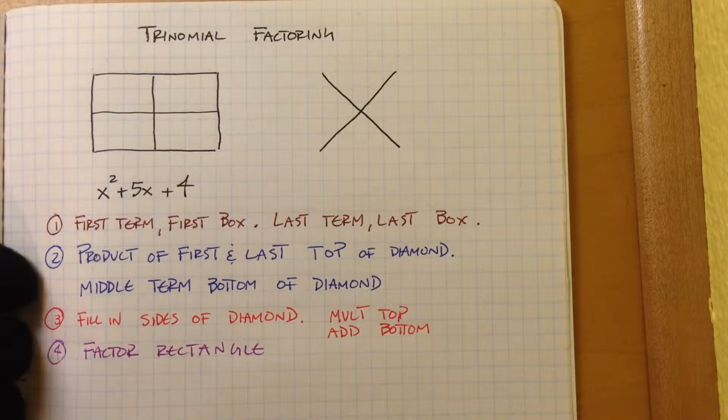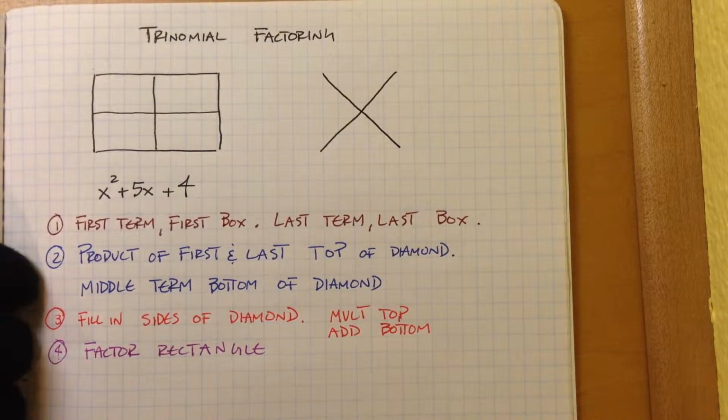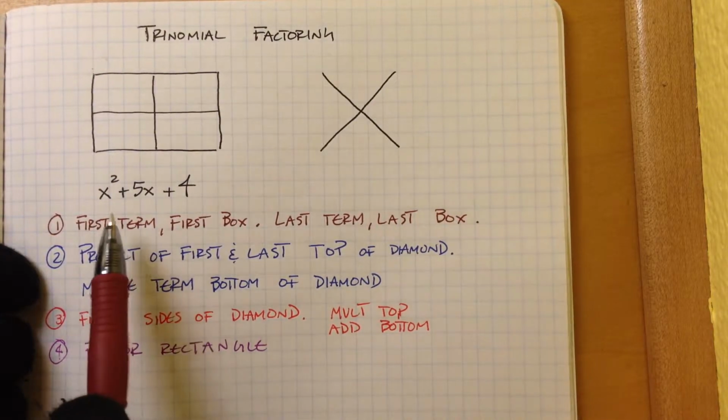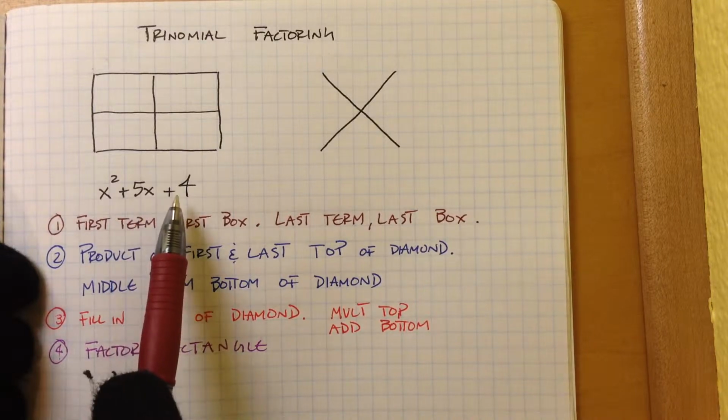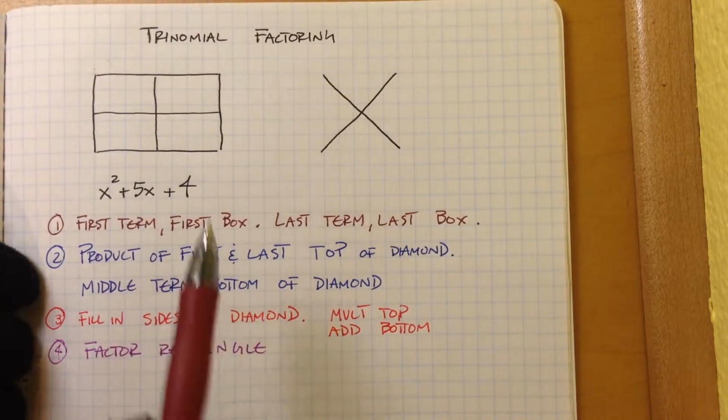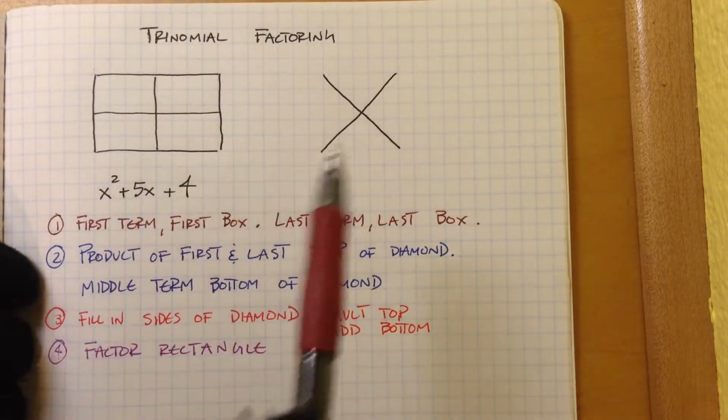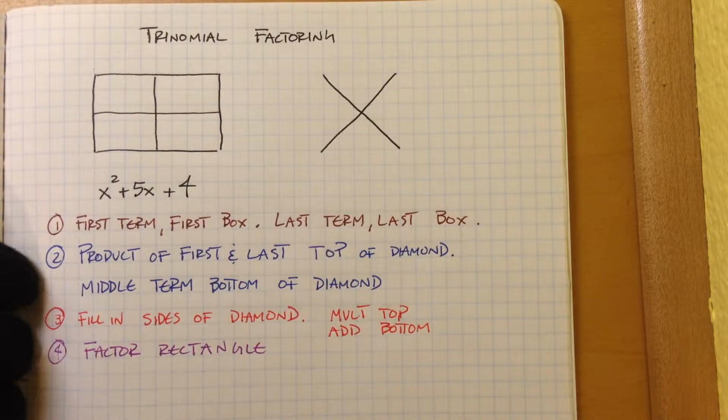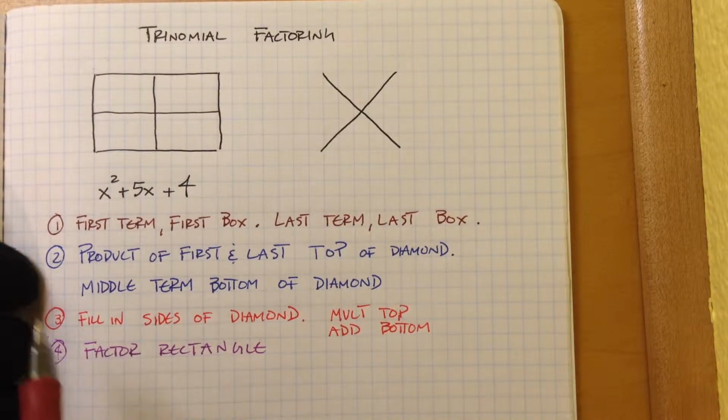We are going to factor some trinomials. We're looking at a trinomial right here, x squared plus 5x plus 4. I've got everything all set up for us. This is going to be a generic rectangle, and this is going to be our diamond problem. So I'm going to color code this the first time.